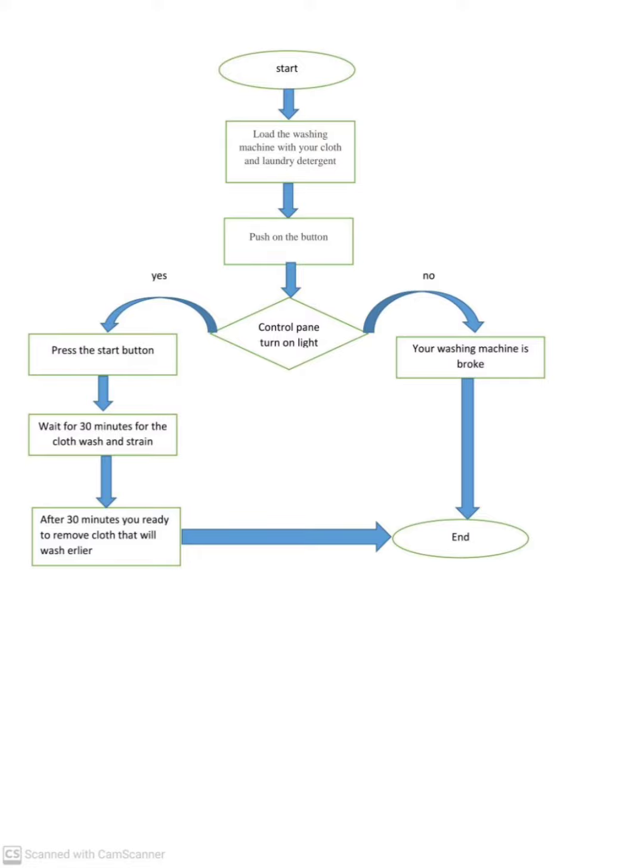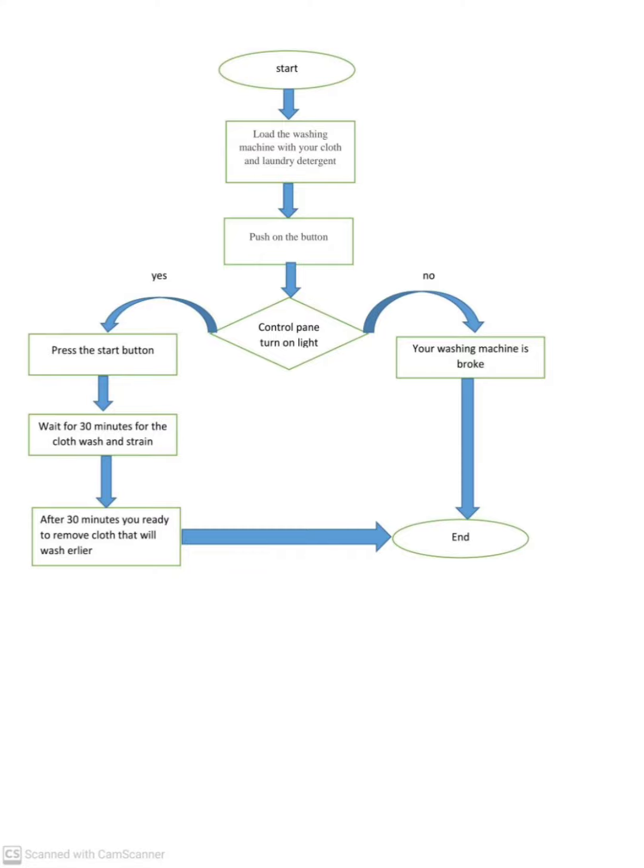So first, start. After that, we can load the washing machine with our clothes and laundry detergent. After that, push on the button. Next, the control panel will turn on the light. If yes, press the start button. Wait for 30 minutes for the clothes to wash and strain. After 30 minutes, you are ready to remove the clothes that have been washed. And that is the simple step.